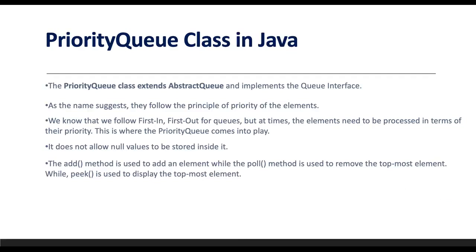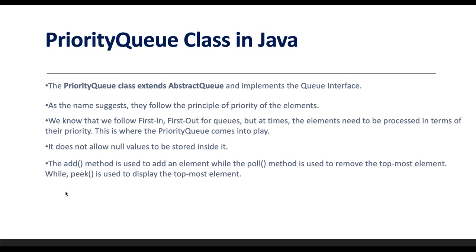So what is the priority queue? The priority queue class extends the abstract queue and implements the queue interface. It is basically an implementation of the queue interface, but internally it also extends the abstract queue. There are a couple of features available as part of the abstract queue, and those features are available by default to the priority queue.